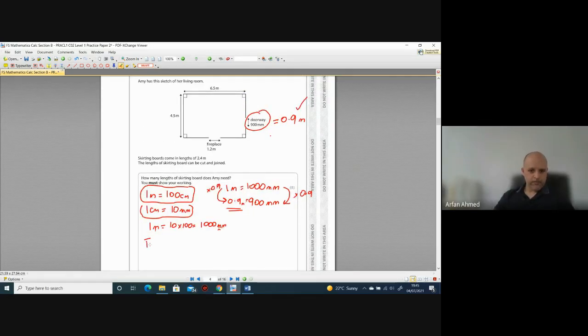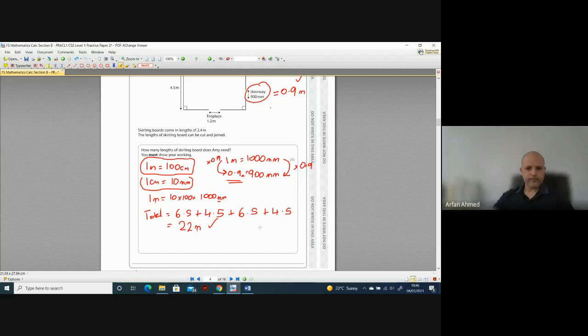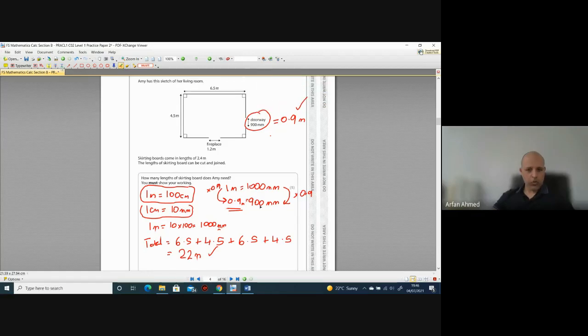Let's do the total, which is 6.5 plus 4.5 plus another 6.5 at the bottom plus 4.5 on that side. Okay, that should be, I think, is it 22? Let me just double check. Yeah, 22 meters. Yeah, that's our second mark. So that's the total perimeter.